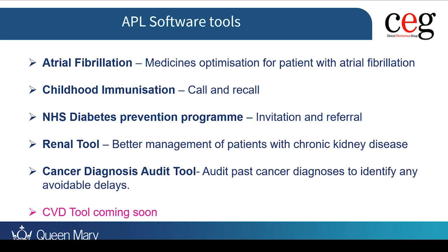You've then got the renal tool, which is there to highlight critical falls in renal function, and it helps to manage patients with early or late chronic kidney disease. So it's a CKD one. We've got the cancer diagnosis audit tool, which audits patients with past cancer diagnosis and new diagnosis to identify any avoidable delays. Just a reminder that you've got the audit tool incentive for Q1 and Q2. The deadline is actually today. So if you want to submit that in today, then you can.